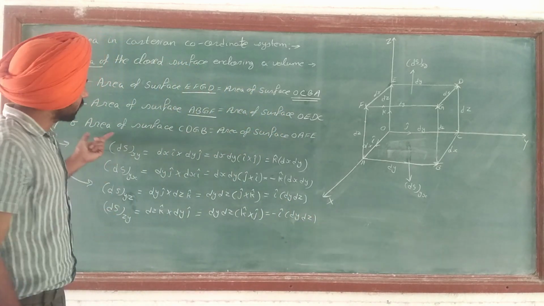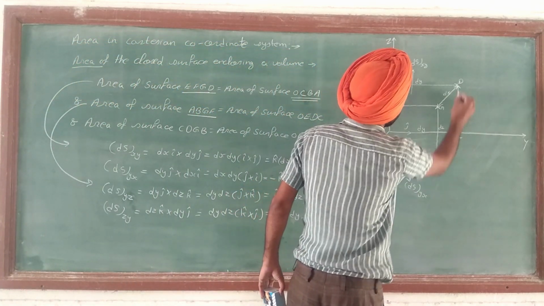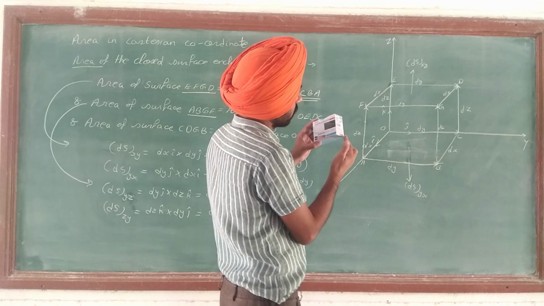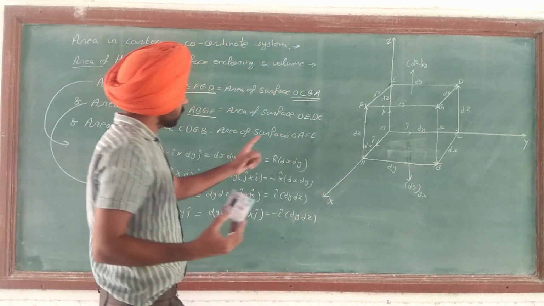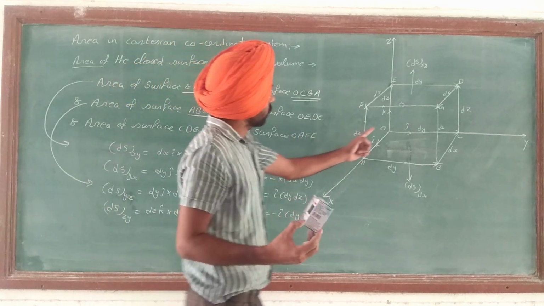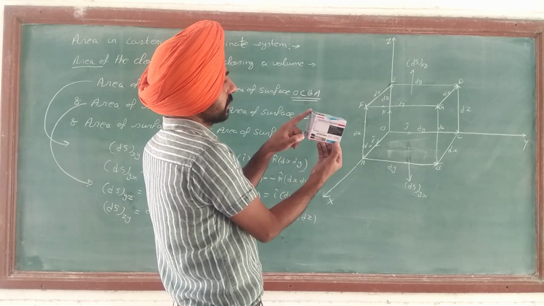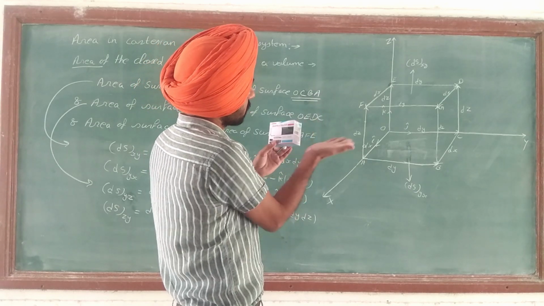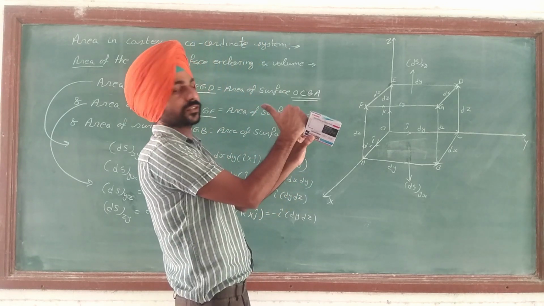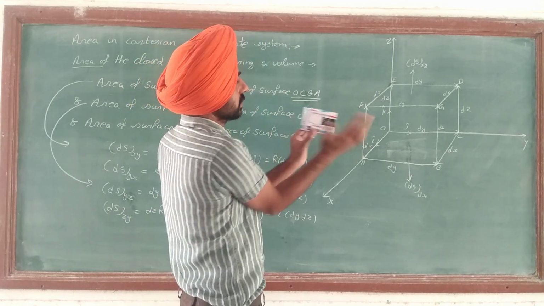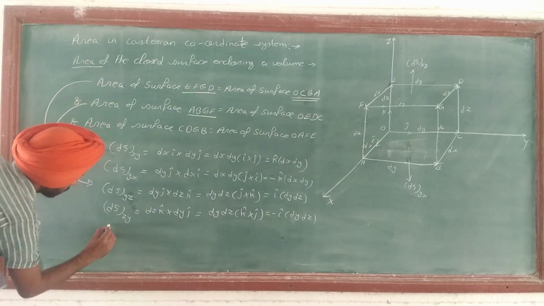Now we are looking for the area of surface CDGB. So this one is CDGB and OAFE. So this is OAFE. So I have to choose this area vector in such a way that it should point in the outward direction, and on this face it should be like this. So it should be like this. On this face it should be like this. So that means ds.